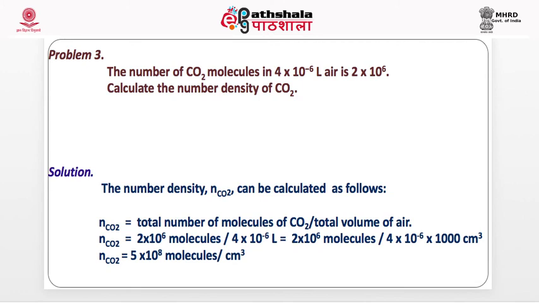The number of CO2 molecules in 10 to the power 4 liter air is given. Calculate the number density. How will you calculate it? That is, the formula is the total number of molecules of CO2 divided by total volume of air. This is given here. This divided by this gives 5 into 10 to the power 11 molecules per cm cube.